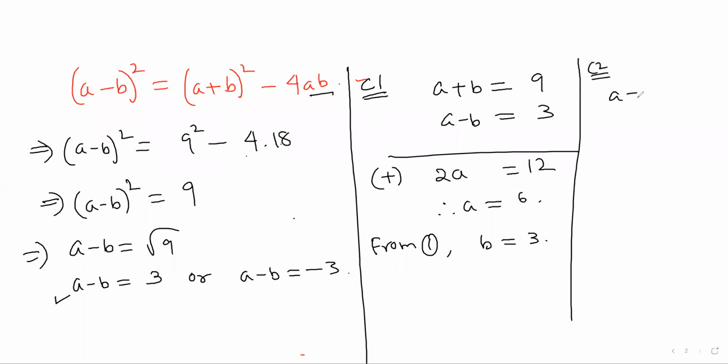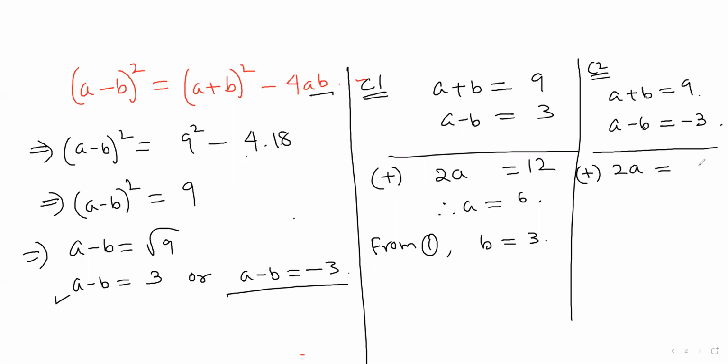Case 2: a plus b is 9 and a minus b is minus 3. Then a equals 3, and from equation 1, b equals 6. Right? So the x-axis intercept is 6 and the y-axis intercept is 3, or else the x-axis intercept is 3 and the y-axis intercept is 6. I got the equation of the line.